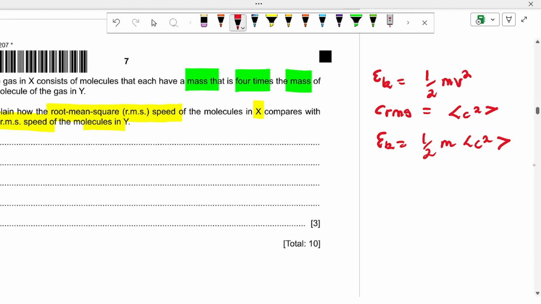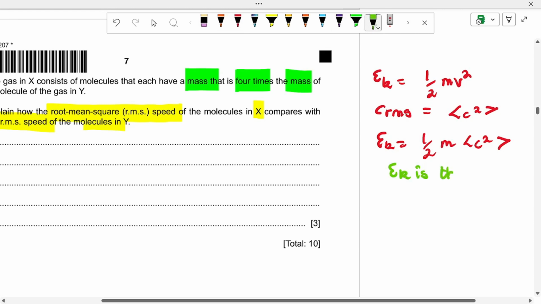So I have this little relationship trying to get established. But remember, X and Y are at the same temperature, and temperature is associated with kinetic energy. Temperature describes motion. If you have a high temperature, the particles themselves have a high kinetic energy. So if you're at the same temperature, you're going to have the same kinetic energy. So for X and Y, EK is the same. Does that make sense?